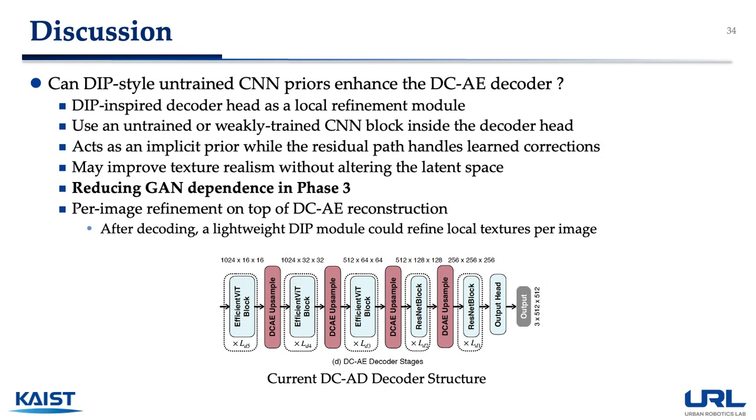One possibility is to bring DIP-style priors into the DCAE decoder. For example, the decoder head could include an untrained or weakly trained CNN block that acts as an implicit architectural prior, while the residual path handles the learned corrections. This might improve fine detail realism without modifying the latent space, and it could also reduce our reliance on GAN loss in phase 3. So the broader discussion here is: what is the right balance between non-parametric compression and implicit CNN priors inside high compression generative models?